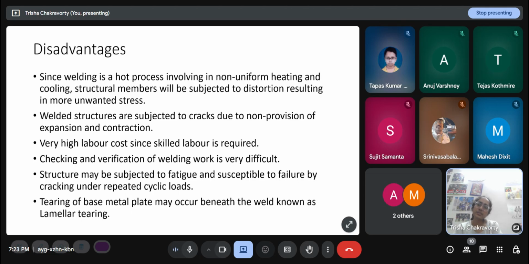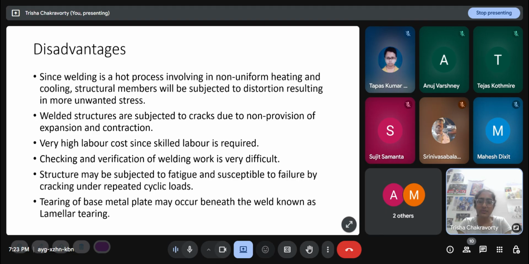Welded structures are subjected to cracks due to non-provision of expansion and contraction. There are very high labor costs, since skilled labor is required. Checking and verification of welding work is very difficult, because bolts or rivets are actual solid sections, so they have a fixed diameter and a fixed strength, and we can check them properly. But welding is a mold. Once it has melted and been lined along the joint, the shape is not uniform.